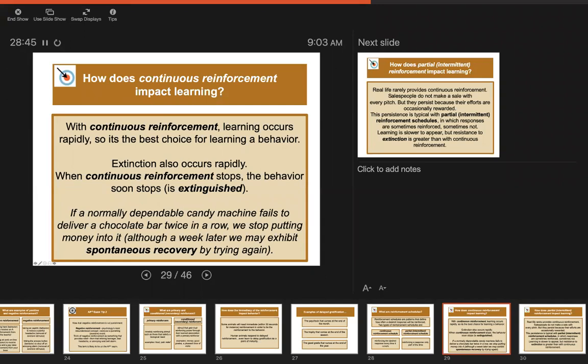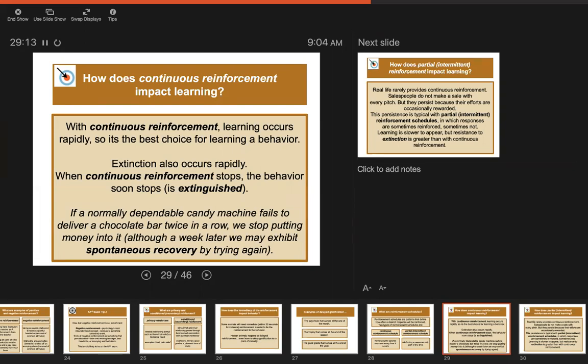Okay, so with continuous reinforcement, learning occurs rapidly. So it's the best choice for learning a behavior. The problem is that extinction occurs rapidly. So if you stop the reinforcement, then the behavior that you were trying to increase could stop quite quickly. When continuous reinforcement stops, the behavior soon stops. It's extinguished.